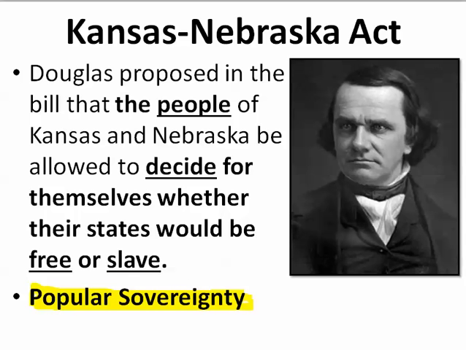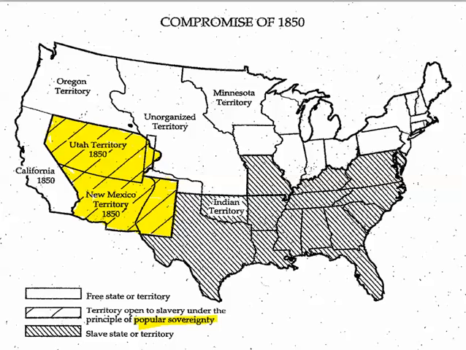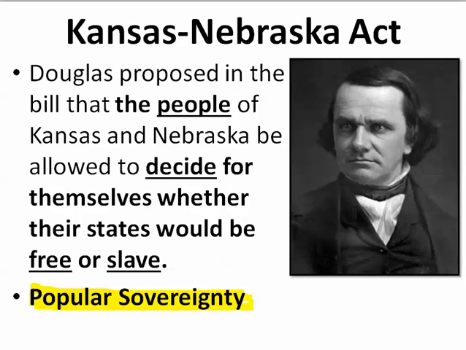Now he gets this idea from what happened in the Compromise of 1850. If you recall, Utah Territory and New Mexico Territory in 1850 were allowed to determine for themselves whether they would be slave or free. And that was part of Henry Clay's Compromise of 1850. Territory open to slavery under the principle of popular sovereignty, that the people would vote on the Constitution, and then that Constitution would say whether it's slave or free. Alright, so he proposes popular sovereignty.